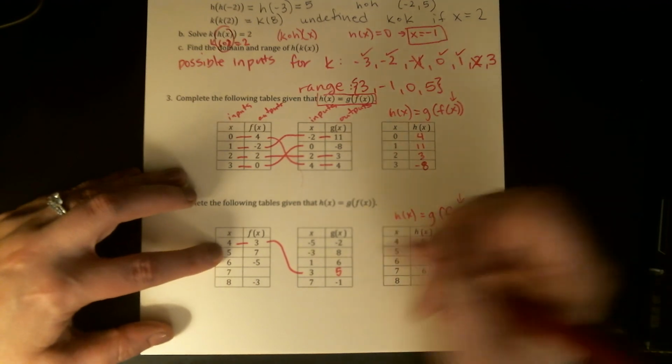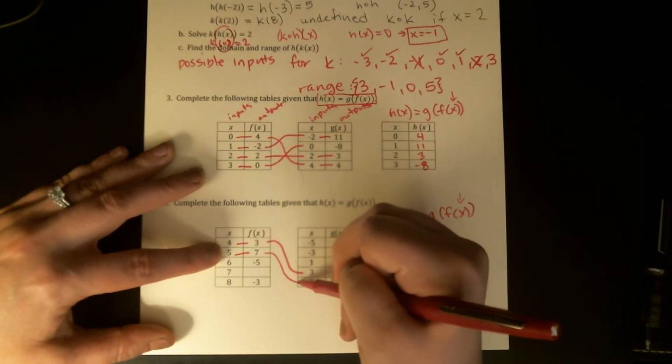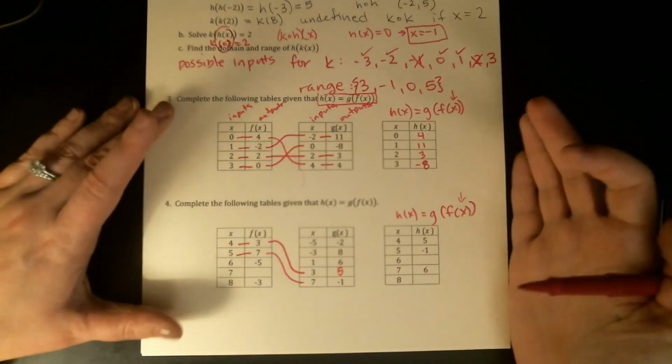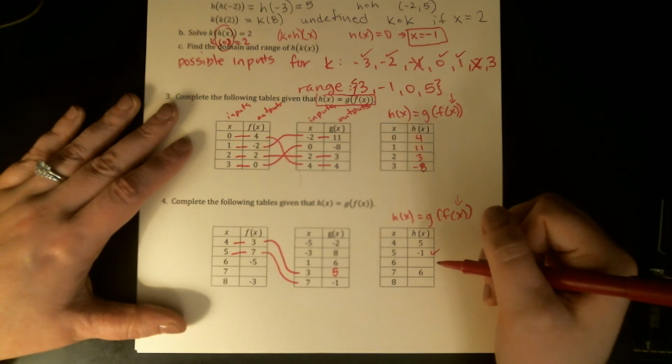Okay, let's see what 5, negative 1 does. So 5 is supposed to plug into f. I get back a 7. 7 plugs into g. I get back a negative 1. Okay, so no blanks there, so that's all good, but it doesn't give me any new information.